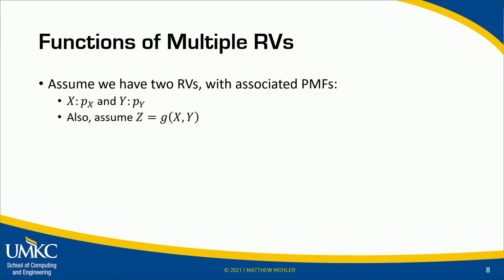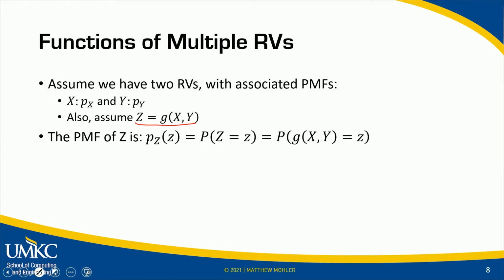We have the random variable x, and that has a probability mass function of p of x, and the random variable y with a probability mass function p of y. Now, in this case, we're going to also assume that we have a random variable z, and that we can express z as a function of x and y, some g of x and y. Now, the probability mass function of the random variable z, we would say is, well, the probability mass function of z, but that is equal to the probability that the random variable z, or the function of the random variables, is equal to little z.